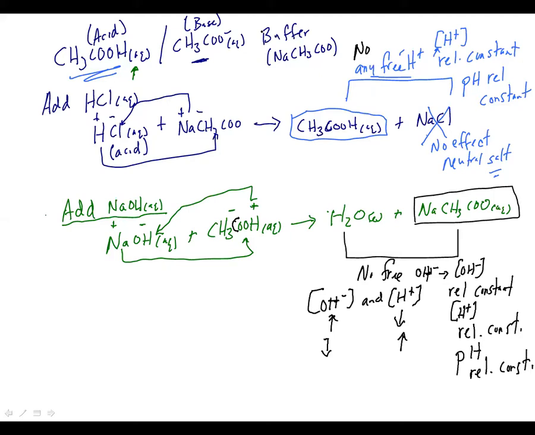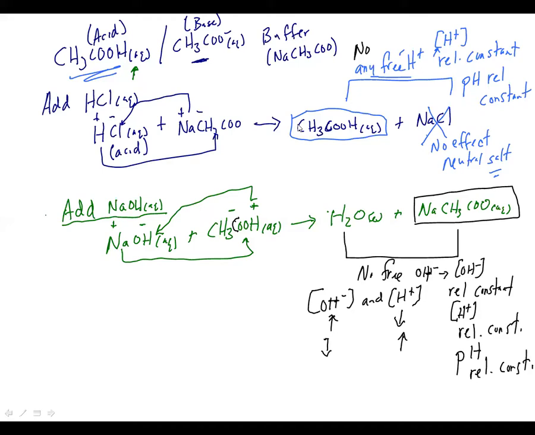So a buffer, if you did add acid or base to it, you would see a slight change. When you add acid, it would go down a little bit, but not a big change. And if you add some base to a buffer, it will go up a little bit. Again, not a big change. Big changes occur in pH when we add acid or base to things that are not buffers. Any questions on how that works?